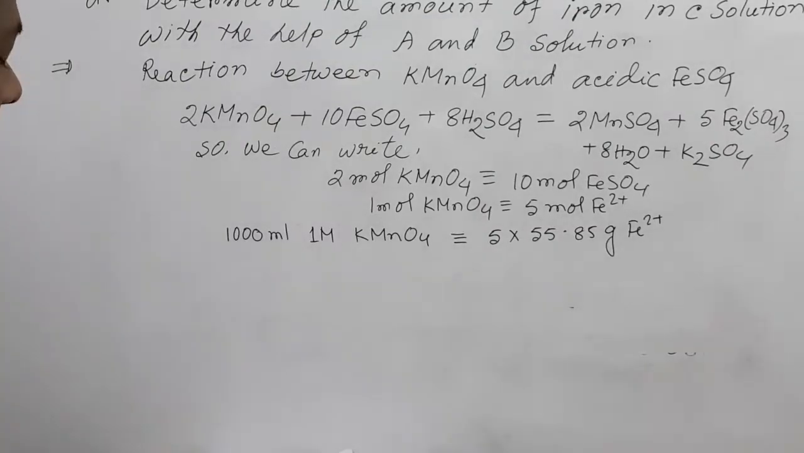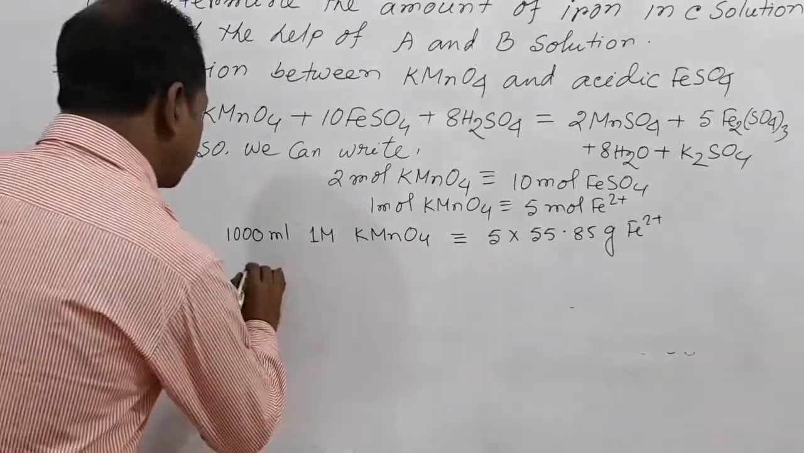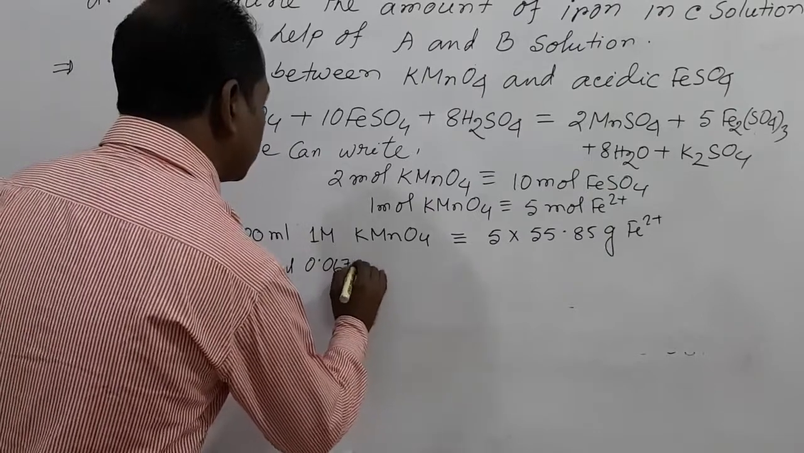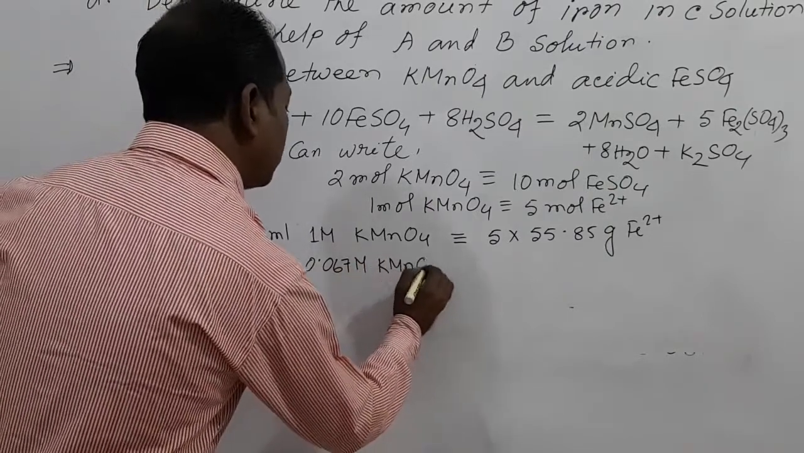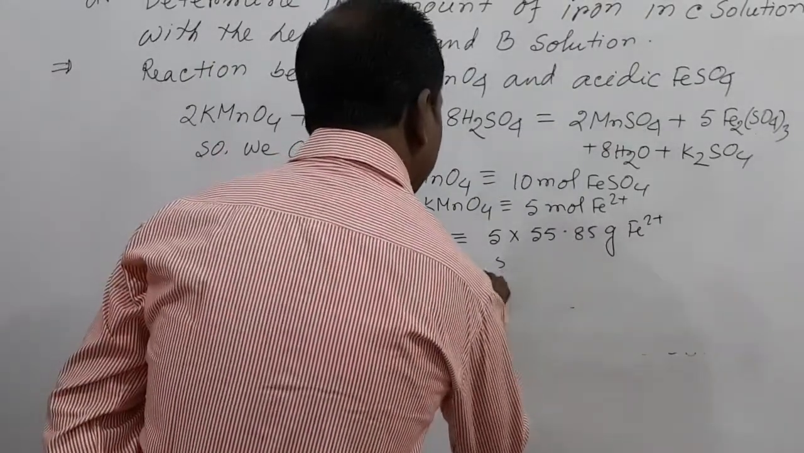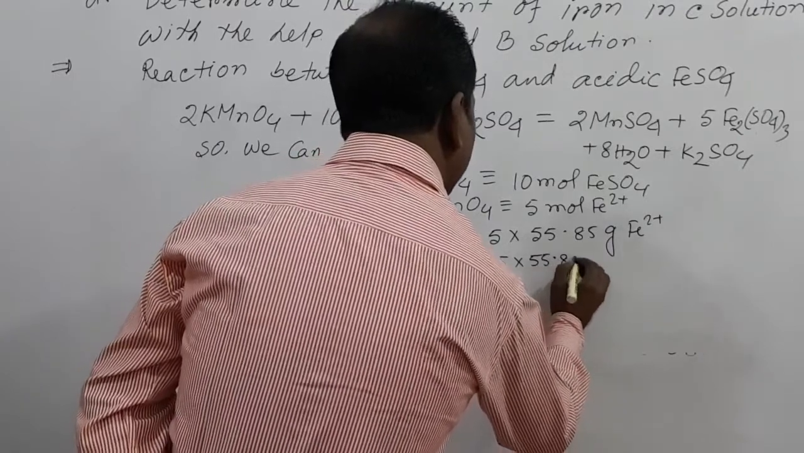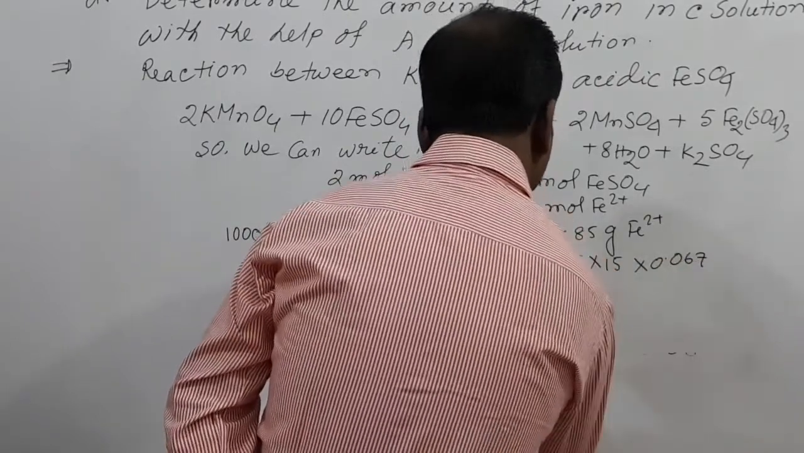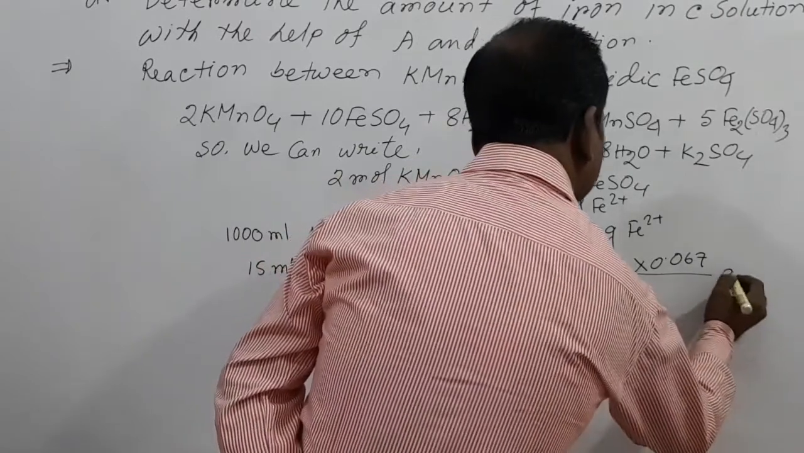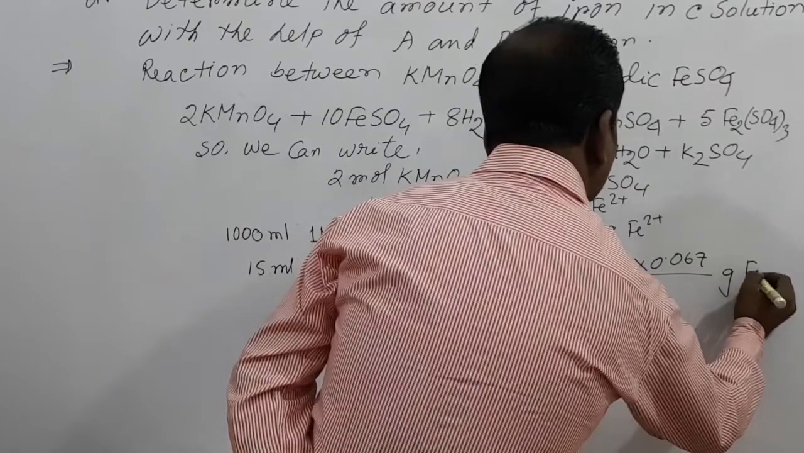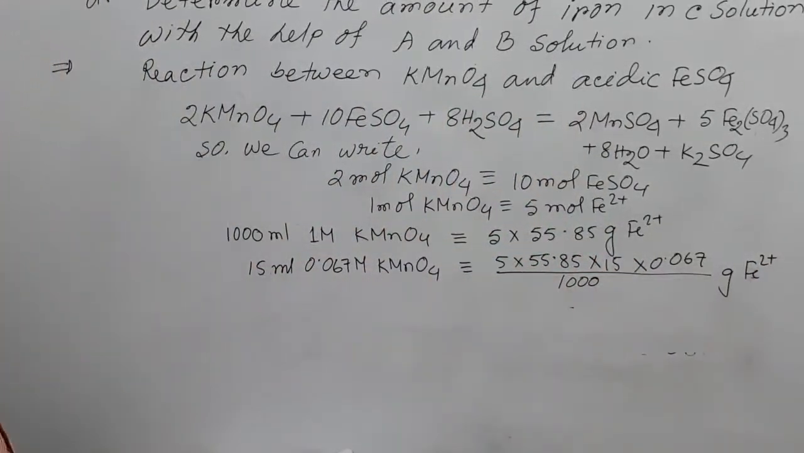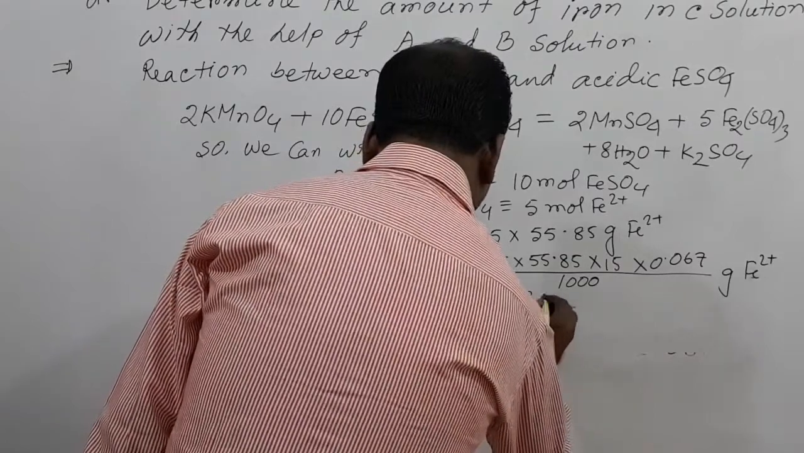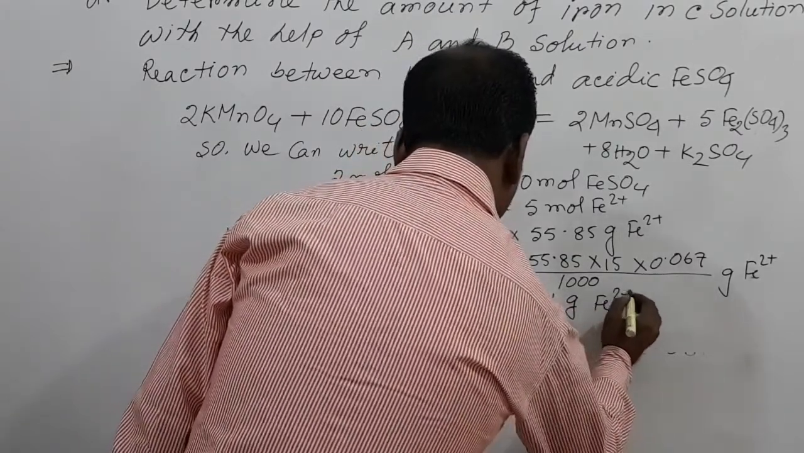And now according to our stem, 15 ml of potassium permanganate with concentration 0.067 molar, KMnO4, is equivalent to 5 into 55.85 into 15 into 0.067 divided by 1000 gram iron 2+, and we get the answer 0.281 gram iron 2+.